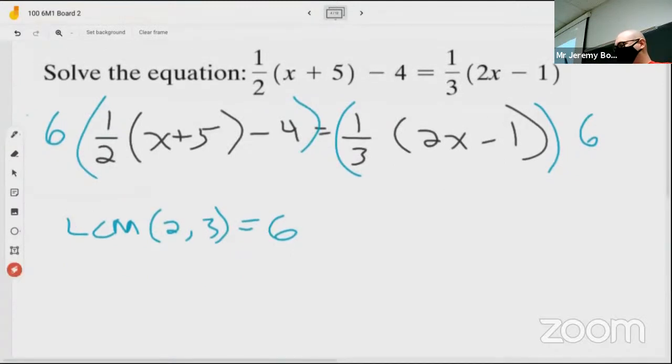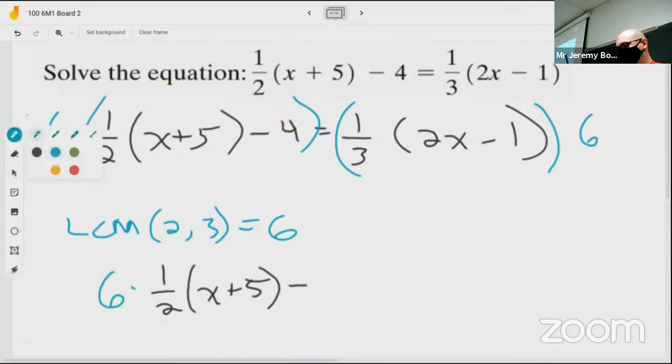So I'm going to write it out. Remember, this is basically one term right here, right? All multiplication between them. This is another term, and then this side is just basically one term right here. So that means that my 6 is going to go to this term. So it's going to be 6 times 1/2 times x plus 5. It's also going to go to the minus 4. So we're going to have minus 6 times 4.